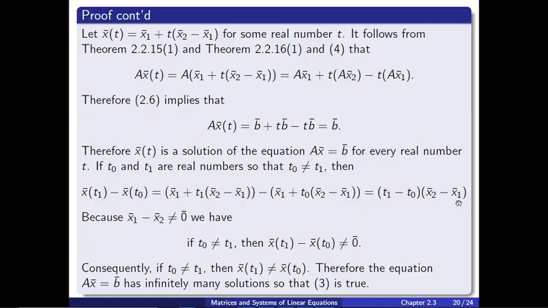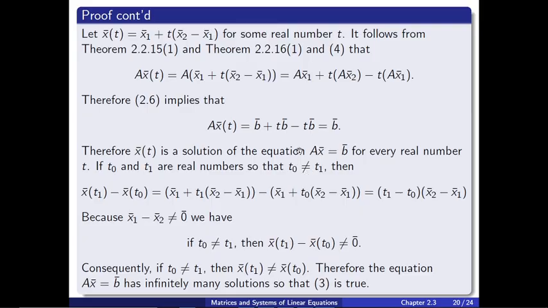So if we pick them to be different as we have here, this product is different from 0. Because it's not equal to 0, x of t1 minus x of t0 is also not equal to 0, meaning that x of t1 is not equal to x of t0. That's what it means. And that is what happens if we pick any t: it's going to be different from another t that we pick.